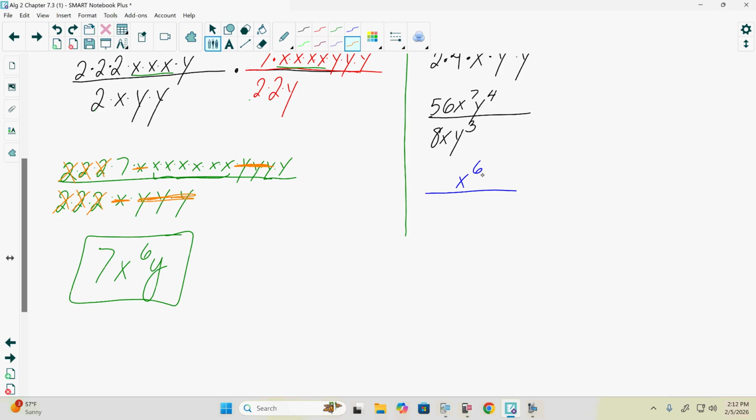Y to the fourth over y to the third. Well, 4 minus 3 is 1. Since it's bigger on top, it'll stay on top. And we said 56 over 8 is 7, yes?